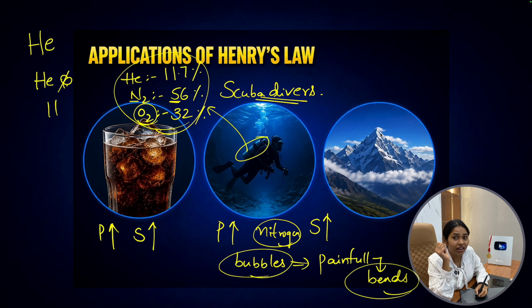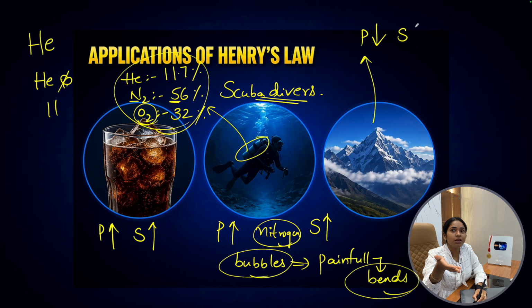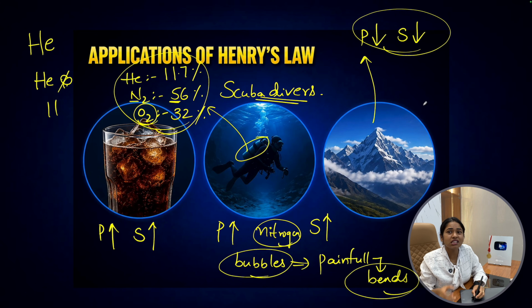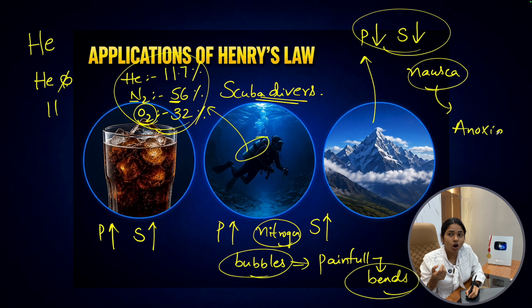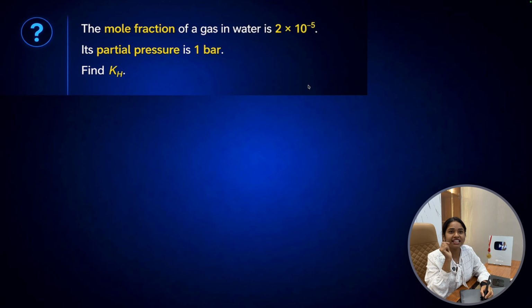And sometimes if you climb mountain regions, what happens there? Less pressure. When pressure is less, solubility is also less according to Henry's law. When solubility is less, what will happen? Less oxygen dissolved means we feel giddiness, nausea, vomiting sensation. That problem is called anoxia. These are all applications of what? Henry's law.